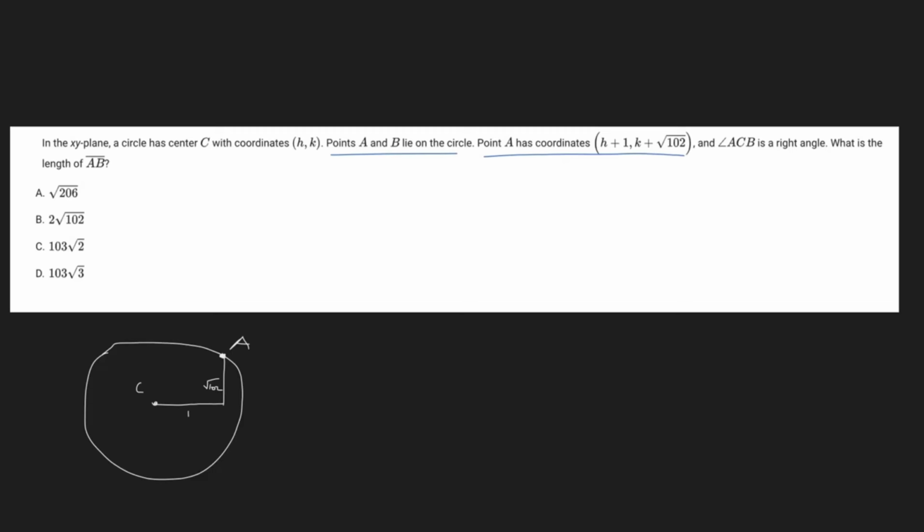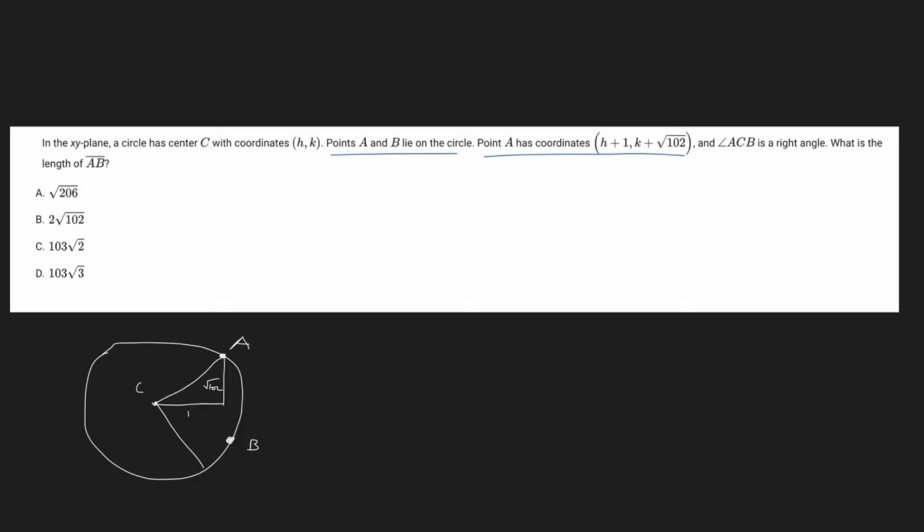So now it says angle ACB is a right angle. What is the length of AB? So we actually need to label point B. We don't know where point B really could be, but let's just put it somewhere on there, right? So let's say it's right here. Point B. It says ACB is a right angle, so we actually do have to account for that. So if you drew this in, boom, a right angle would actually look like this.